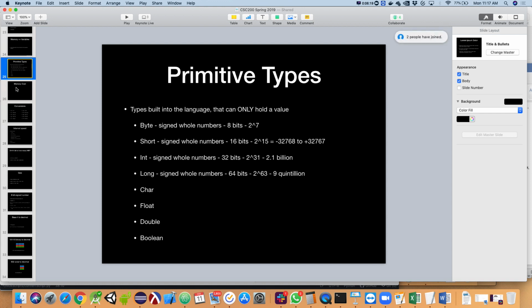Now, where you've maybe seen this bit measurement before is with an operating system. Maybe you have a 16-bit operating system, or a 32-bit operating system, or a 64-bit operating system. Or with computer processors, maybe you have a 32-bit processor or a 64-bit processor. Or maybe with your video game systems.